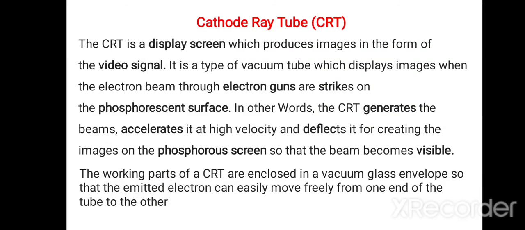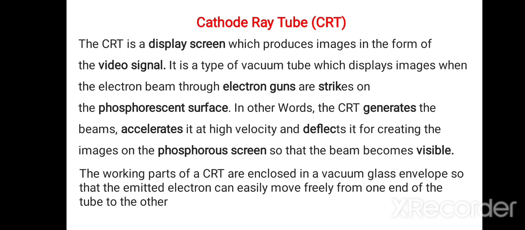Now the main part of the cathode ray oscilloscope, that is the cathode ray tube. There is a display screen, which produces images in the form of video signals. It is a type of vacuum tube that displays images when the electron beam from the electron gun strikes the phosphor screen surface.